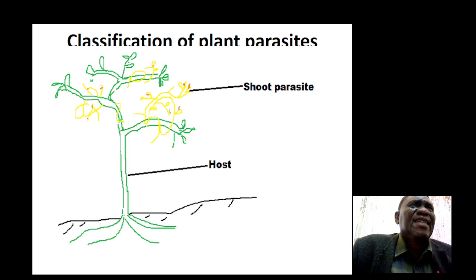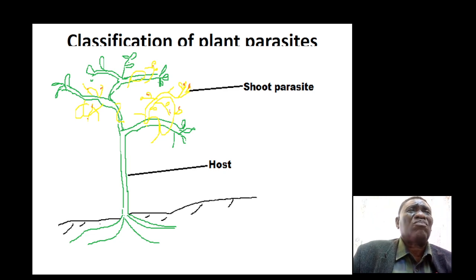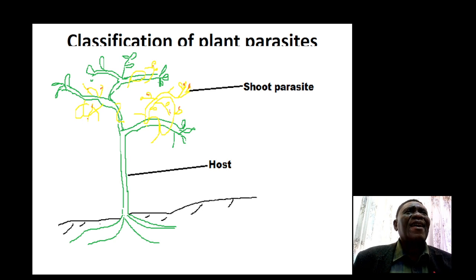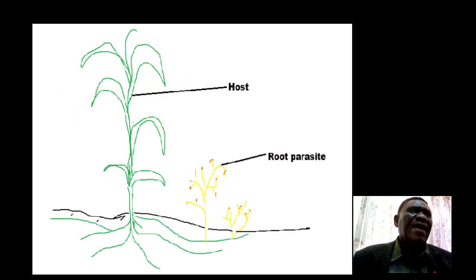So we can classify parasites according to their attachment on the plants, like this one. It's a shoot parasite because the parasite is found on the shoot. This is the host. If the parasite is found on the roots, it's a root parasite.